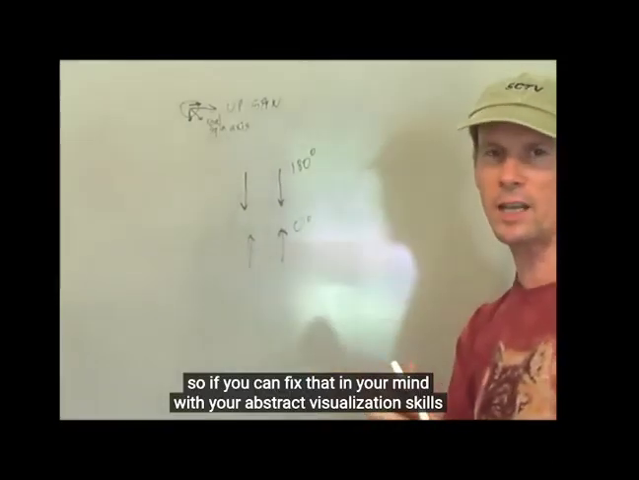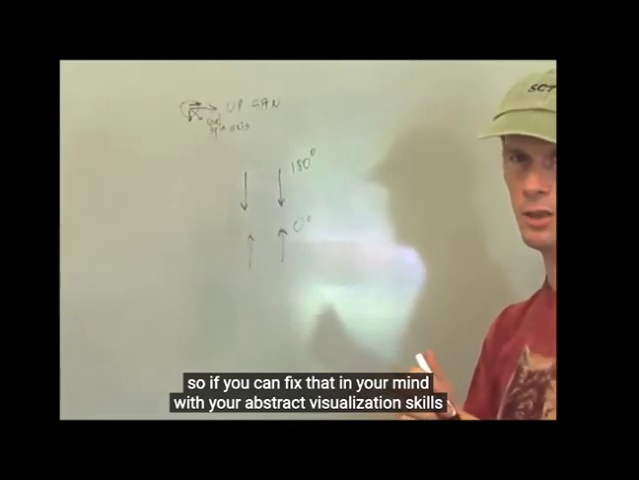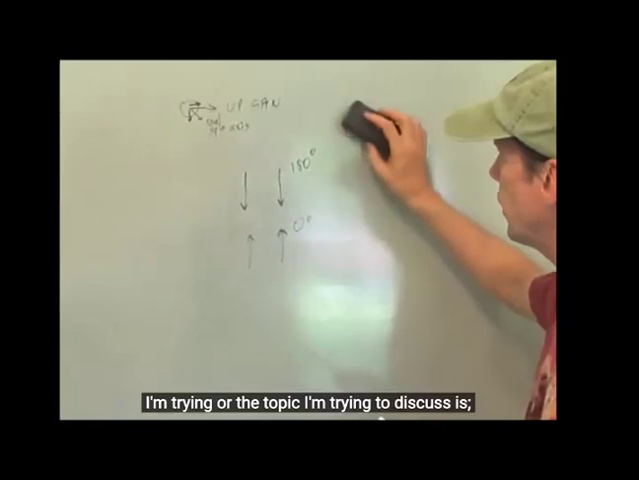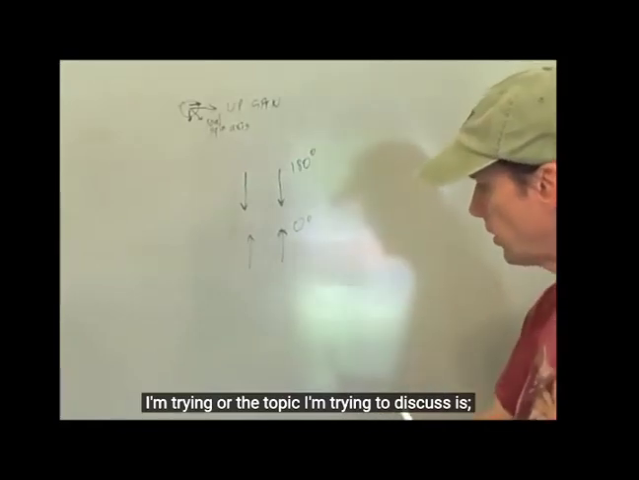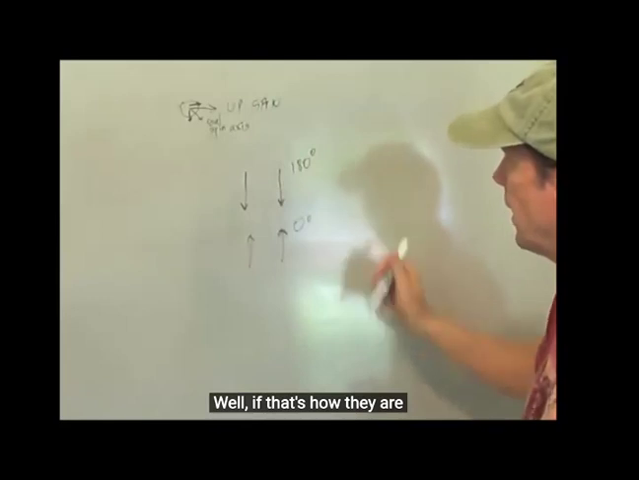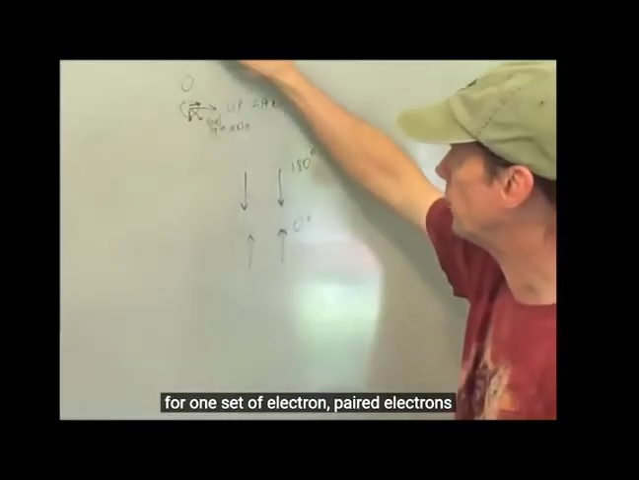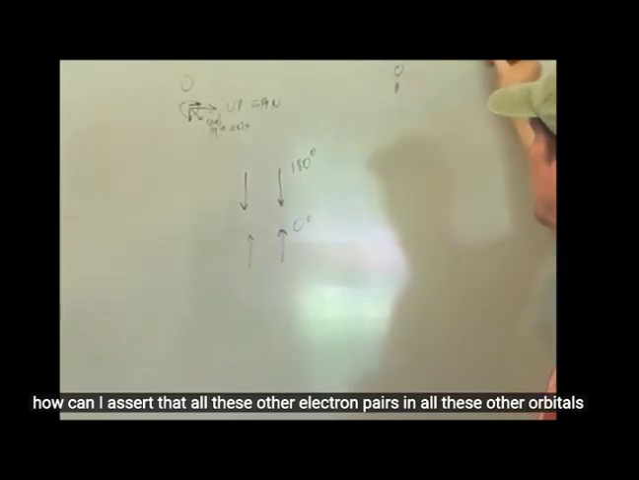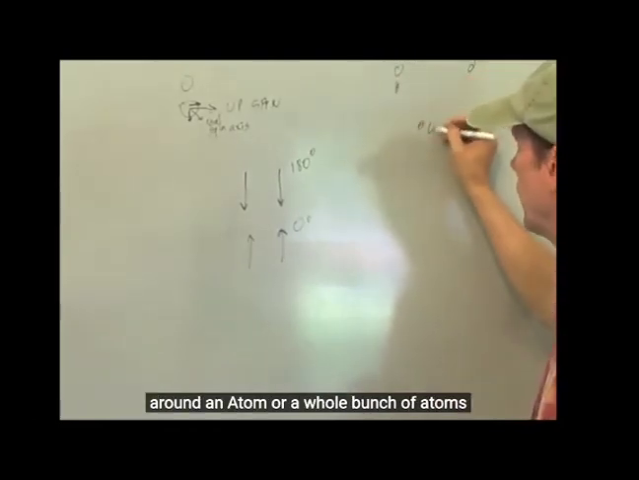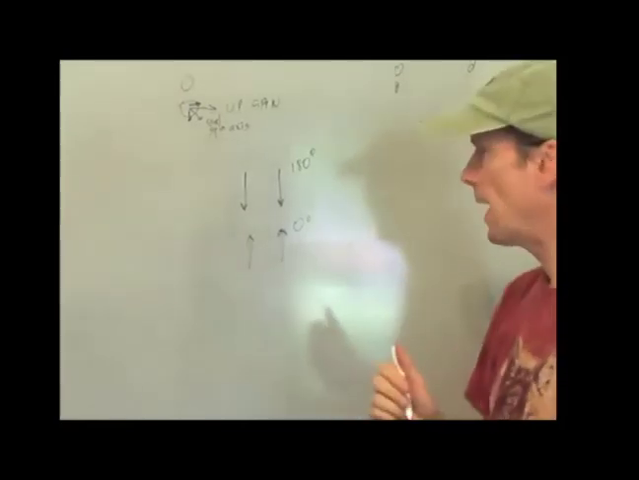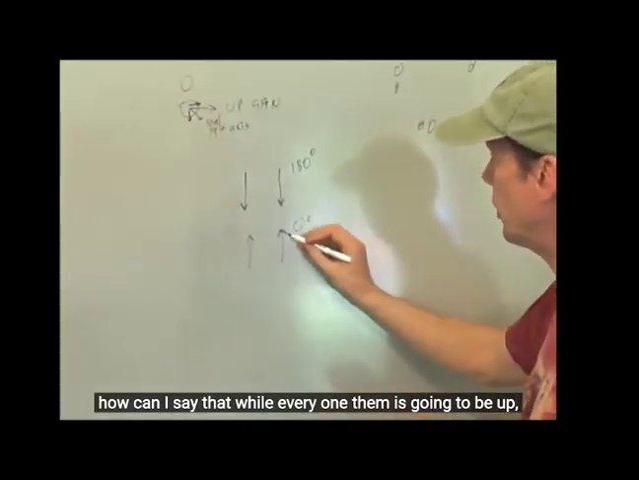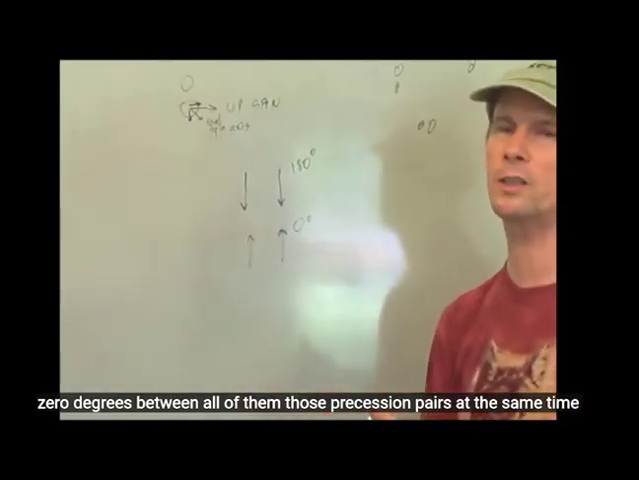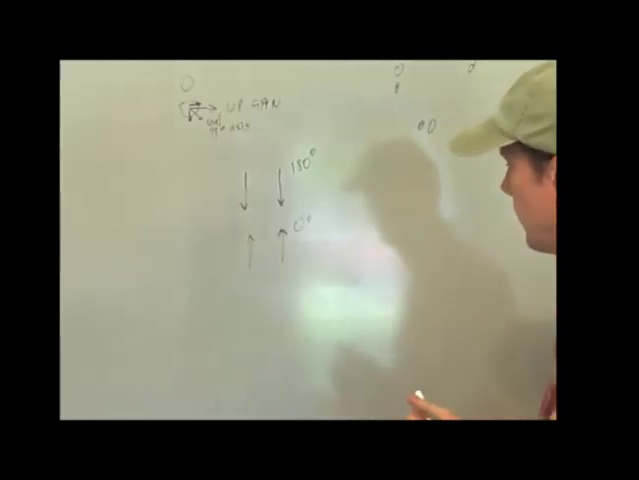So if you can fix that in your mind with your abstract visualization skills, then the topic I'm trying to discuss is, well, if that's how they are for one set of paired electrons, how can I assert that all these other electron pairs and all these other orbitals around an atom or a whole bunch of atoms, how can I say that, well, every one of them is going to be up 0 degrees between all of them, those precessing pairs, at the same time?